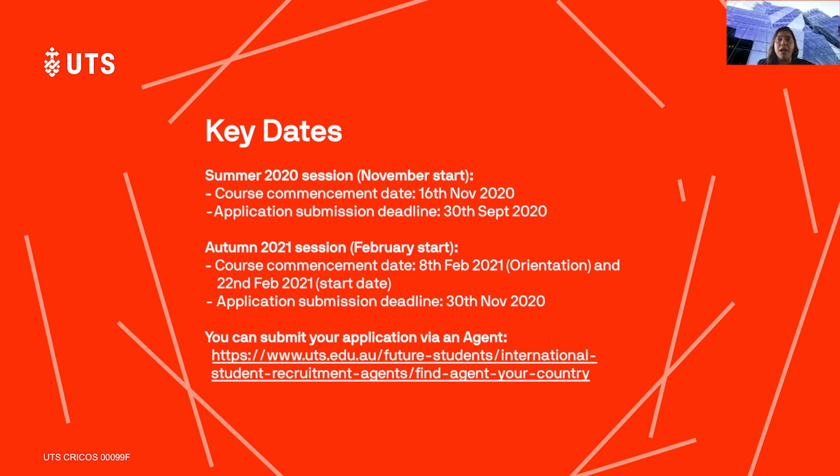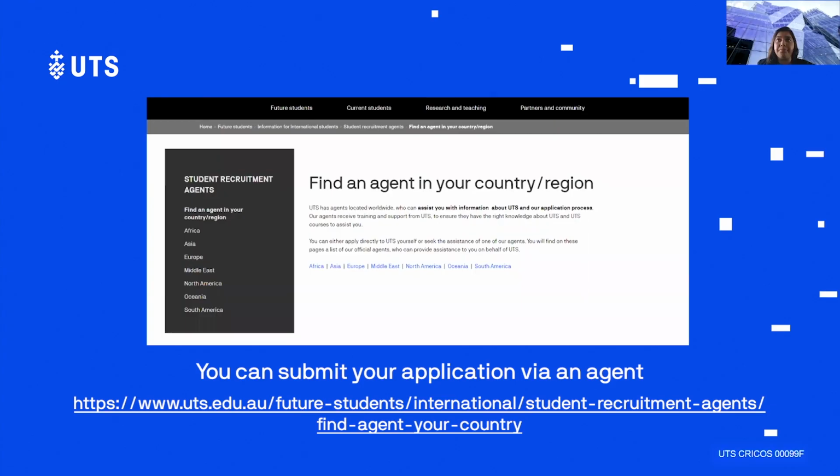I will show you how you could do that. If you went to our UTS website and looked at the international students section, you will find this list where you can note here that it is being divided by regions. If you click on the region that you belong to, you will be able to see the list of all the representatives that UTS has in your region. You could choose to appoint any one of these agents to submit your application at UTS.